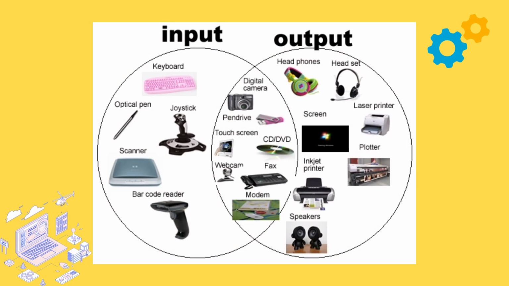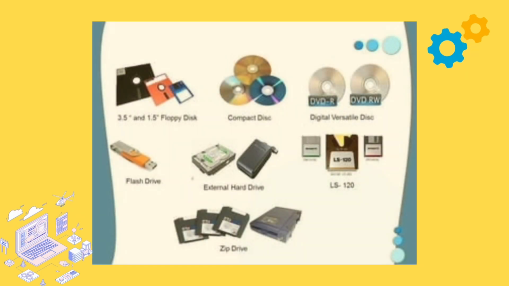Input peripherals like keyboards and mice enable users to provide commands and interact with software. Output peripherals, such as monitors and printers, display information or produce hard copies. Storage peripherals like external hard drives or USB drives allow for additional data storage.